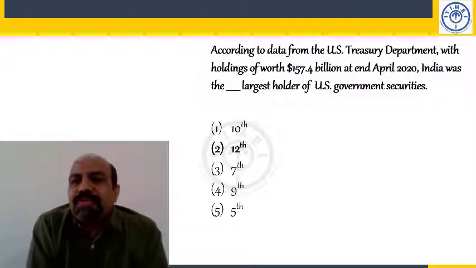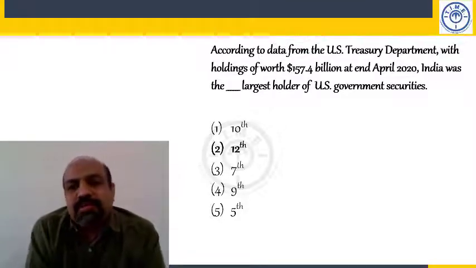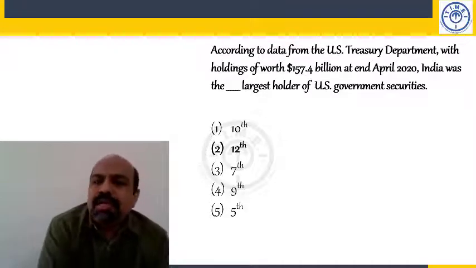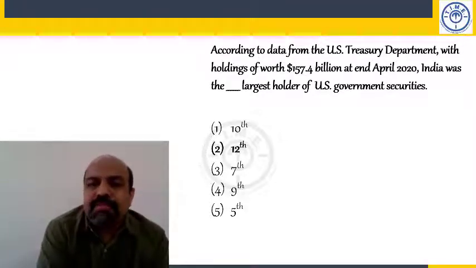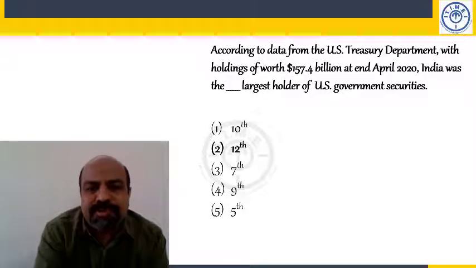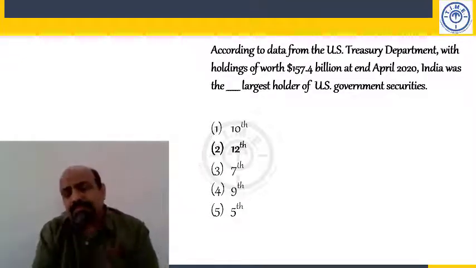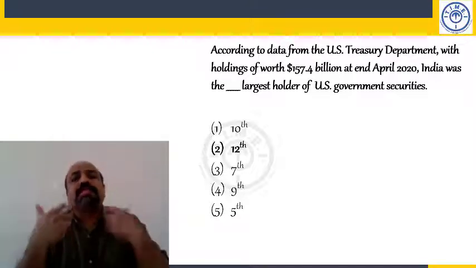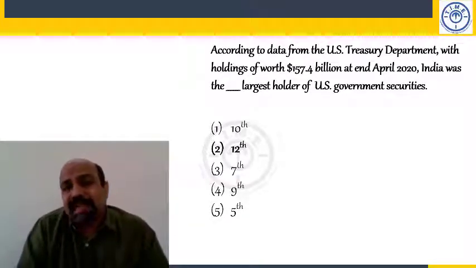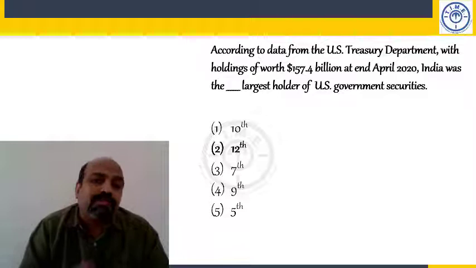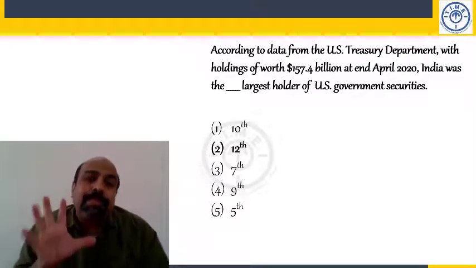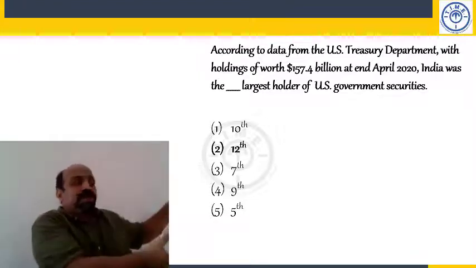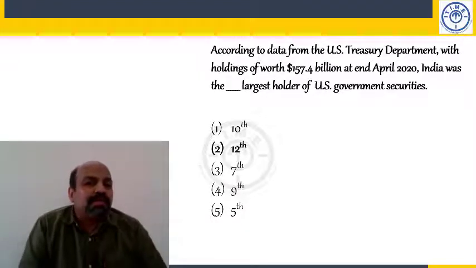According to data from the US Treasury Department, with holdings of about $157 billion at the end of April 2020, India was the 12th largest, my friends. See, government issues bonds. When government issues bonds, countries buy them because India has surplus cash. India has foreign exchange reserves of $400 billion, today it is $503 billion. So putting that money in the bank account doesn't earn interest.